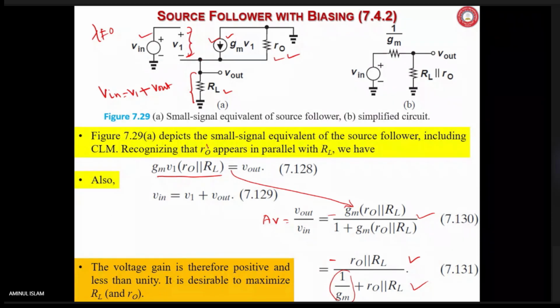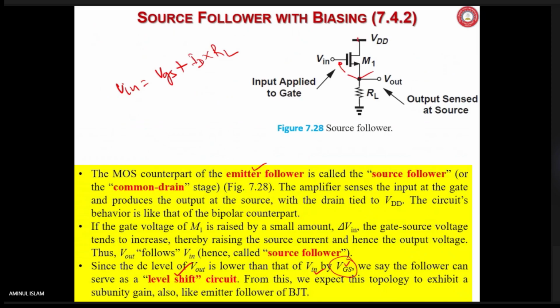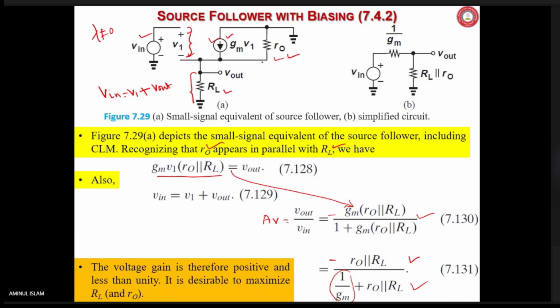So recognize it, rO appears in parallel with RL. See that in this circuit, if you draw the small signal one, and you have an rO here, then this rO is in parallel with RL. Do you understand this? Yes. That's what is shown here. So rO and RL are going to be in parallel. That's shown here in this case.